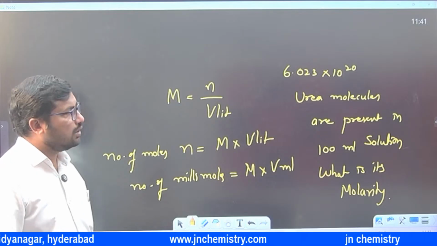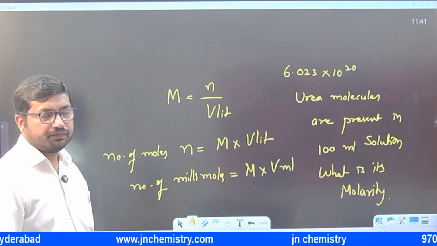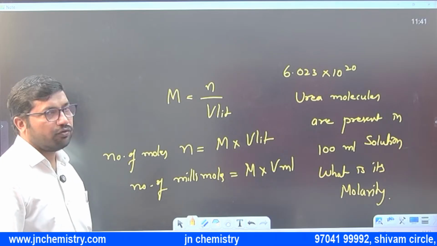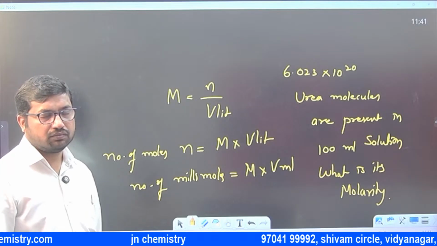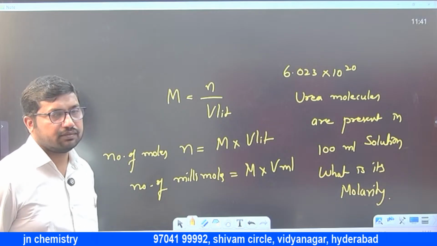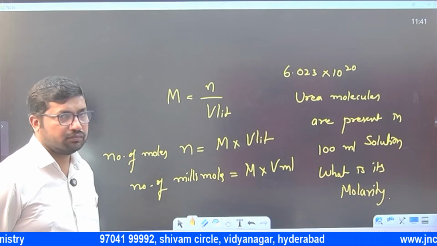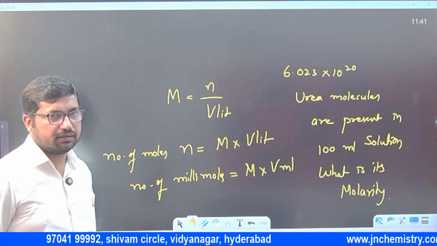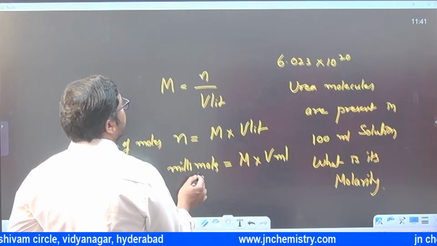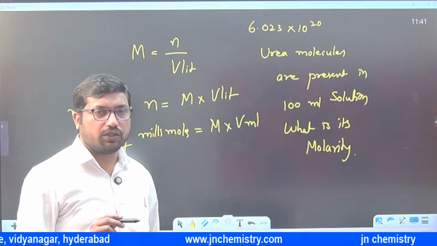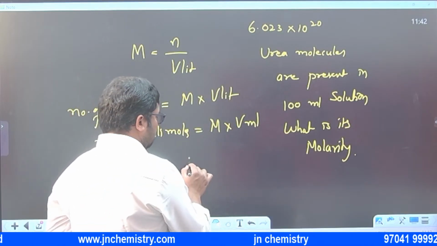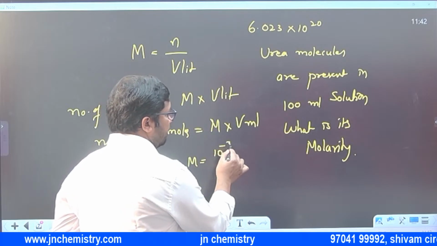How did you do it? Number of moles? How many moles are there? 10 to the power of -3. So then do that. Whenever you are doing it, people make silly mistakes in a hurry. Be cool and do it. Molarity is equal to number of moles, 10 to the power of -3. How will you get 10 to the power of -3?